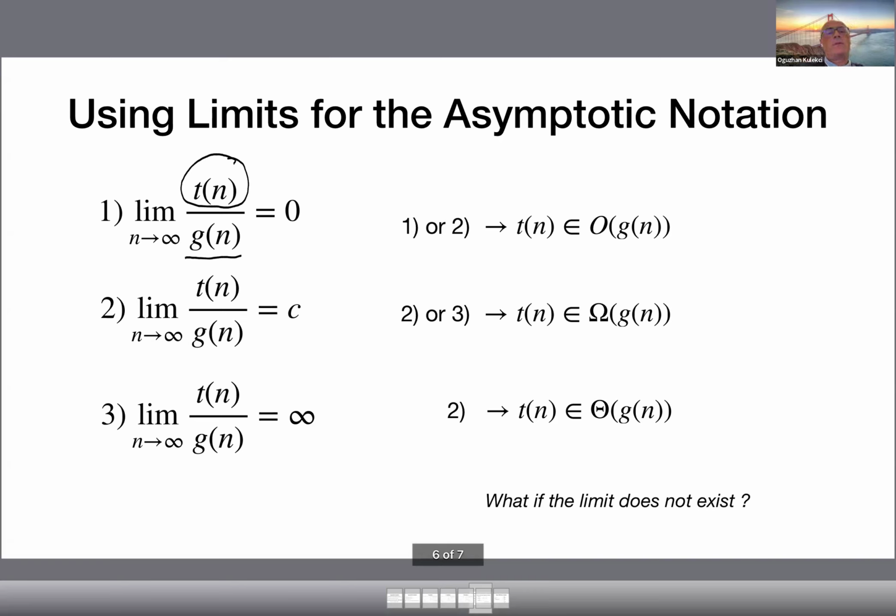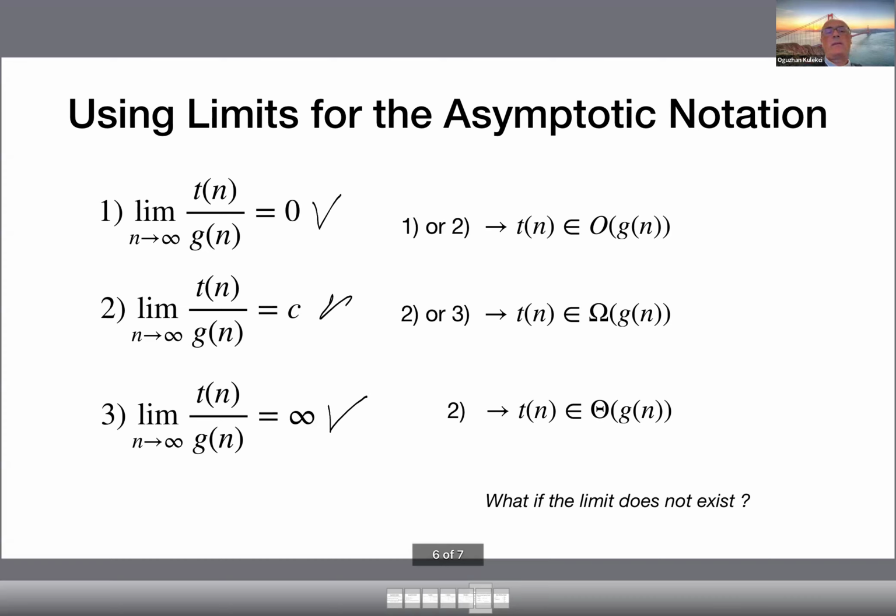What happens when the limit of T(n) divided by G(n) when n goes to infinity is equal to 0? Actually, one of those cases will happen, right? So let's think of it that way. T(n) divided by G(n), the limit will go to 0, or it will go to something constant, or what can happen is it can go to infinity.